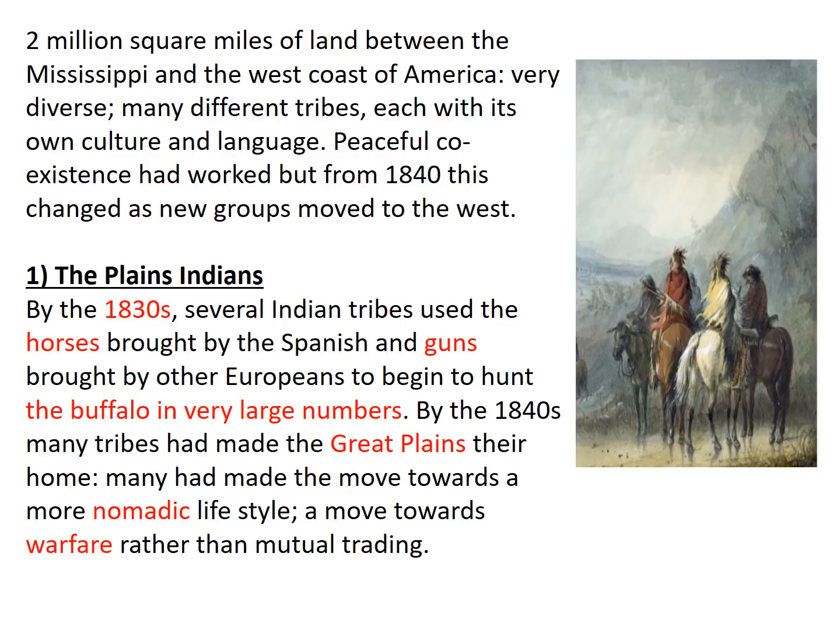So we've got two major issues that change the way the Plains Indians have lived, from a fairly stable trading existence, hunting buffalo on foot or farming. First of all, we've got the horses brought in by the Spanish, and secondly, the guns brought by other Europeans to hunt the buffalo. Now we get the buffalo being hunted in very large numbers. Also, because of the pressure from the east and from the west, we get the Native Americans increasingly moving to the Great Plains and towards a more nomadic lifestyle. That trading that previously existed is being replaced by warfare.